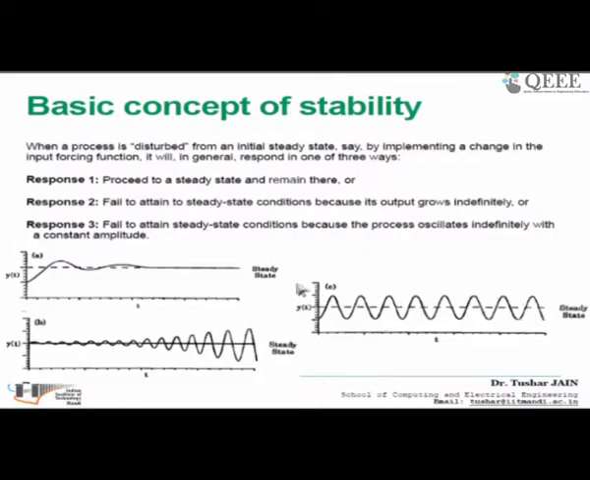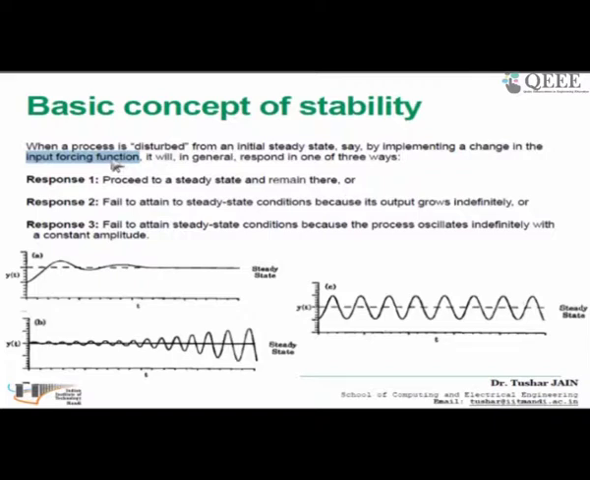So the basic concept we have already discussed is that when a process is disturbed from an initial steady state, which is what we will be studying in this whole lecture. Now the steady state comes into the picture here. What is, first of all, a steady state? Say, by implementing a change in the input forcing function. The second thing is the input forcing function. What are these input forcing functions?